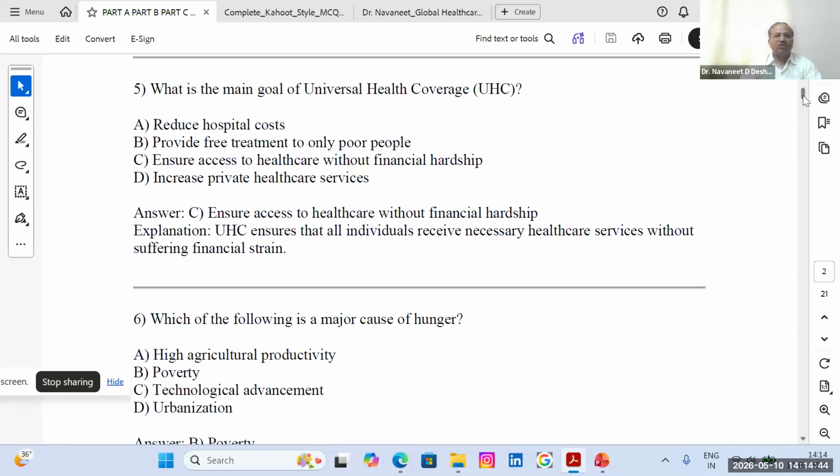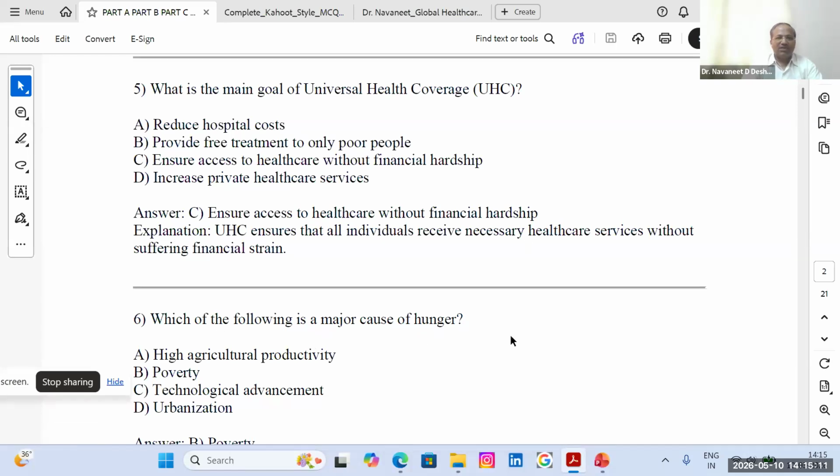Then the next question is, what is the main goal of universal health coverage? A, reduce hospital costs. B, provide free treatment to only poor people. C, ensure access to healthcare without financial hardships. D, increase private healthcare services. The answer is to ensure access to healthcare without financial hardship. UHC ensures that all individuals receive necessary healthcare services without suffering financial strain.